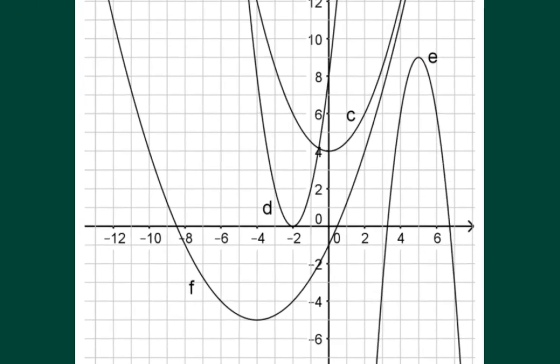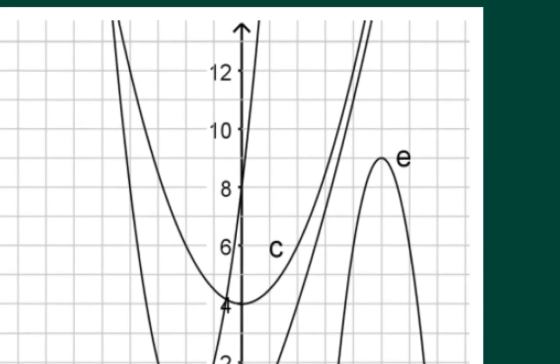How about this one, C, over here? What's going on with it? Well, let's see. Instead of going 1 over and 1 up, it goes 1 over and about half up. When we go 2 over, we expect to go 4 up, but it only goes 2 up.